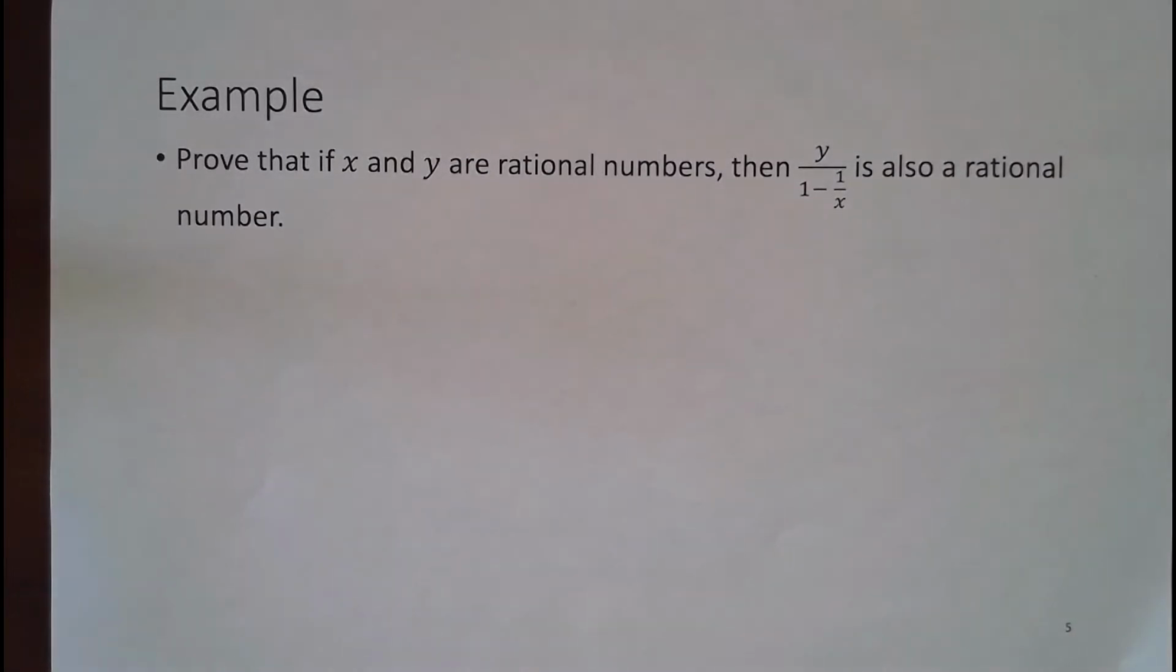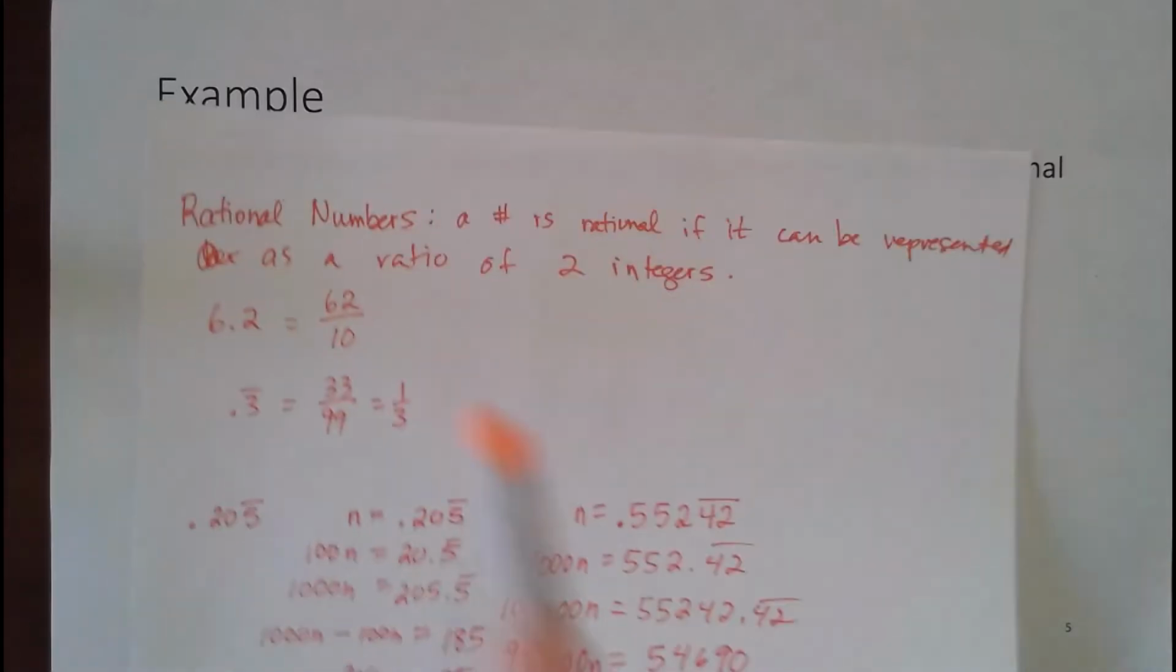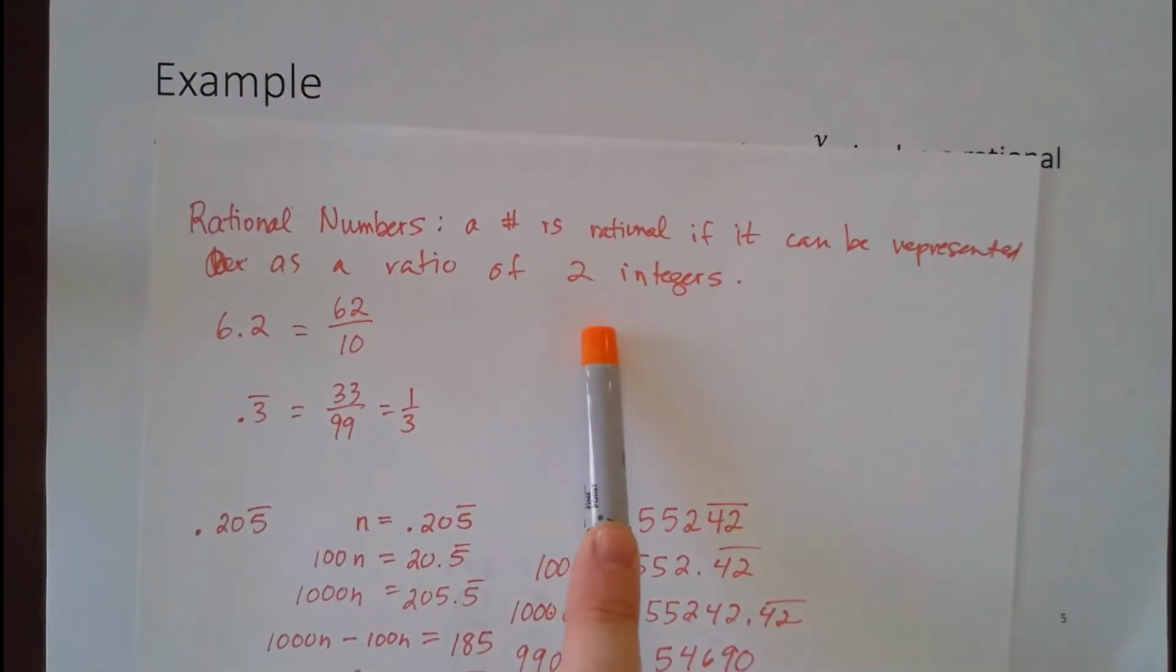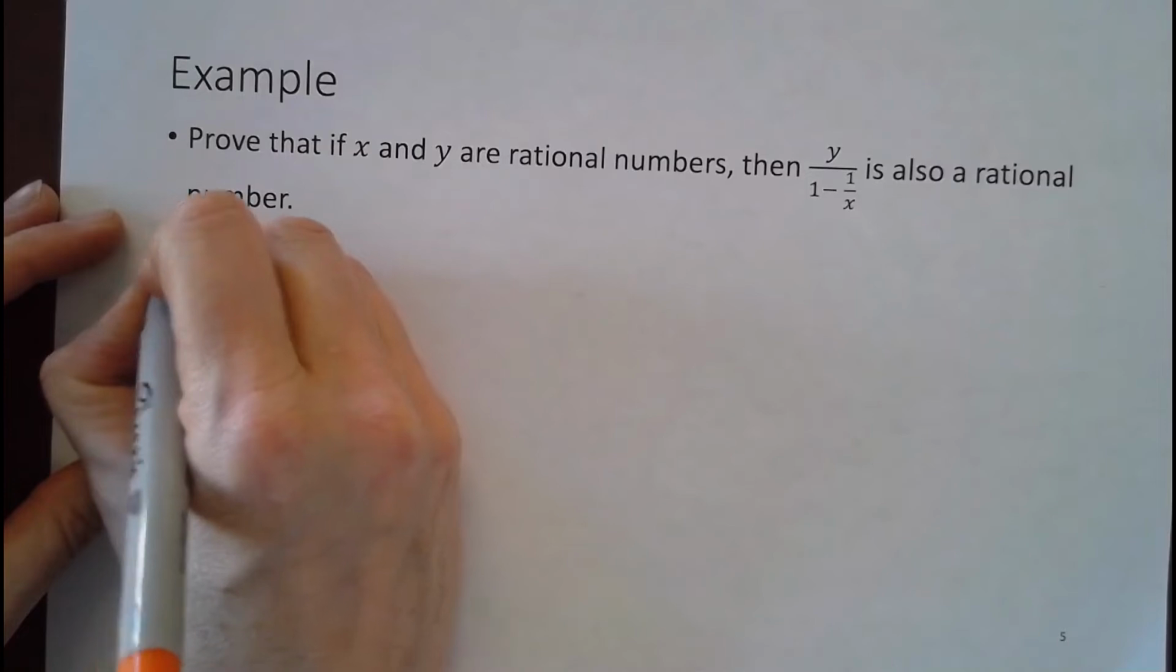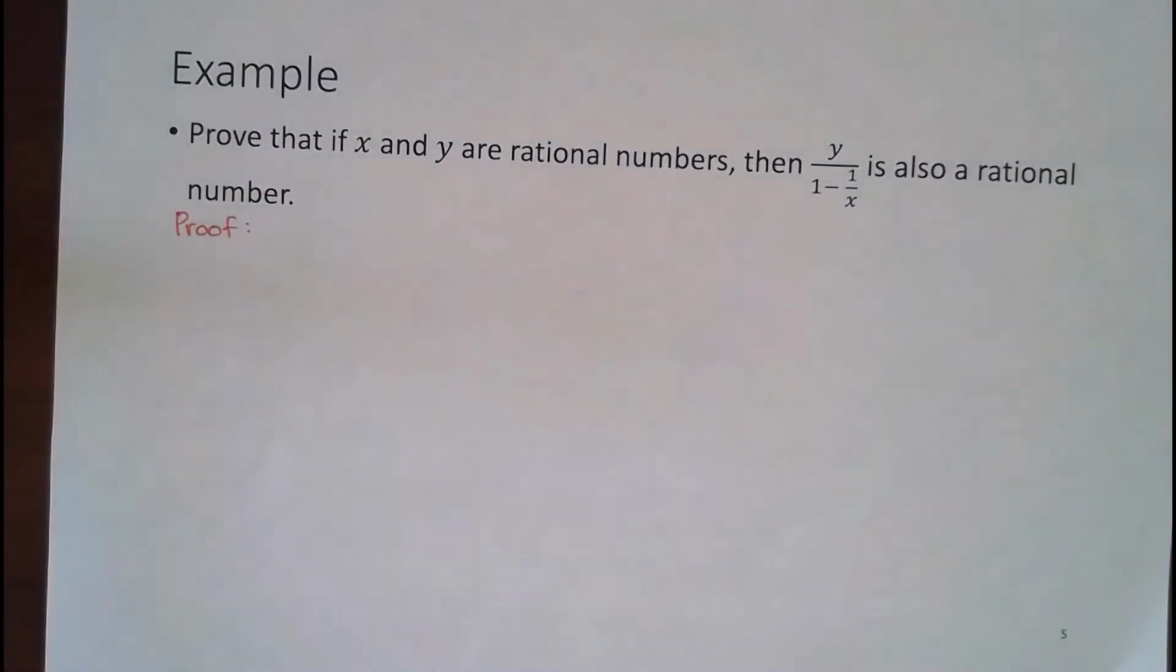All right. So last time we were talking about direct proofs. We've just got a couple more examples that we want to work through before we go on to the next type of proof. Okay, so we have a proof that if x and y are rational numbers, then y over 1 minus 1 over x, that crazy complex fraction, is also a rational number. Okay. So we already know that if I want to prove that something is a rational number, I have to show that it can be written as a ratio of 2 integers. Okay. So that's kind of what, in terms of big picture, we have to be thinking about.